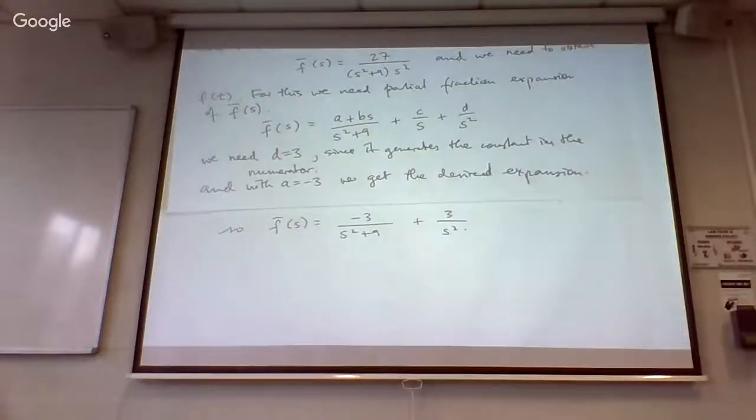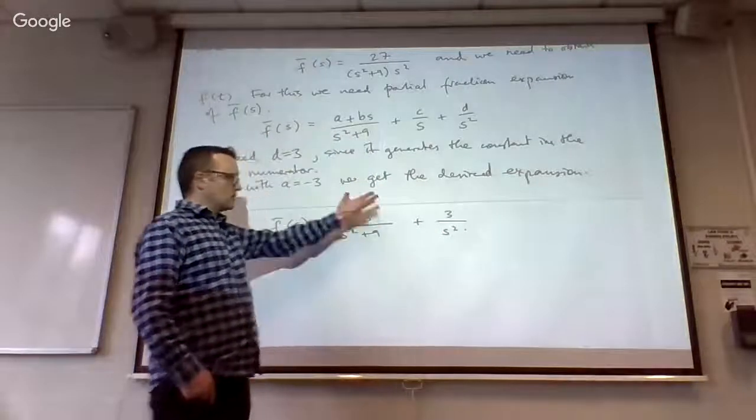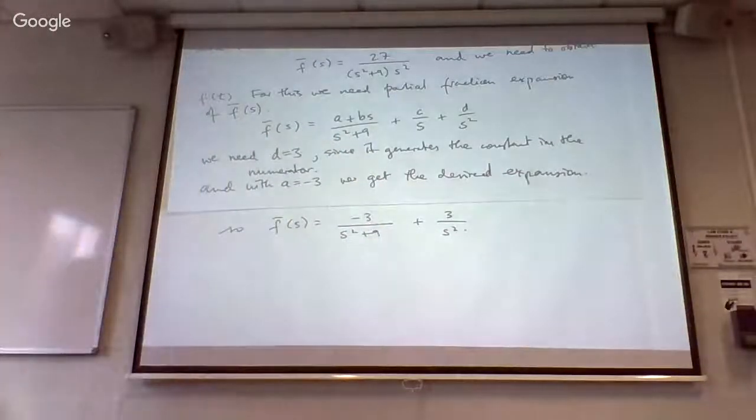But if you went through the full rigmarole, you come out with those solutions in the end anyway. That b and c have to be 0, and a and d have to be minus 3 and 3.